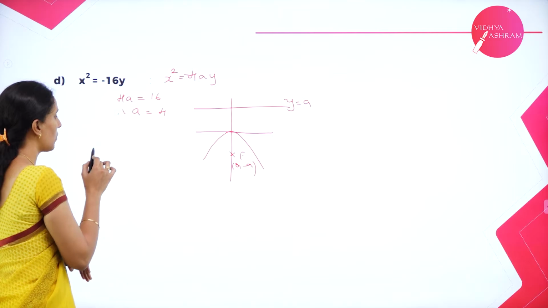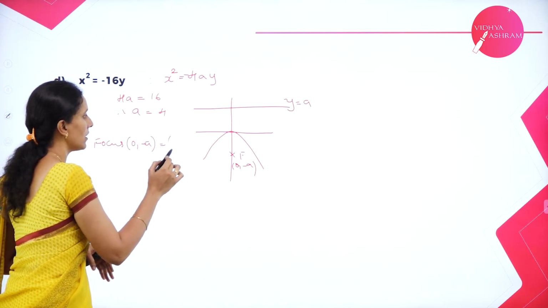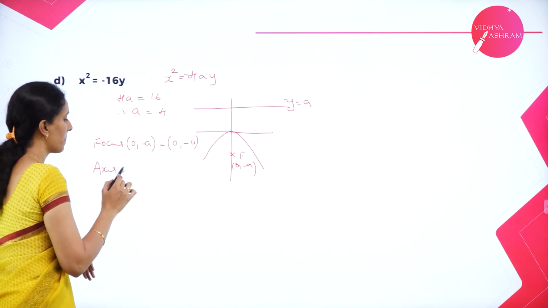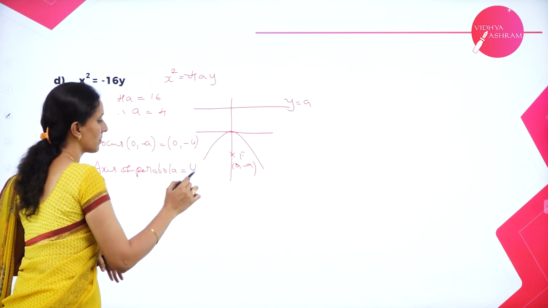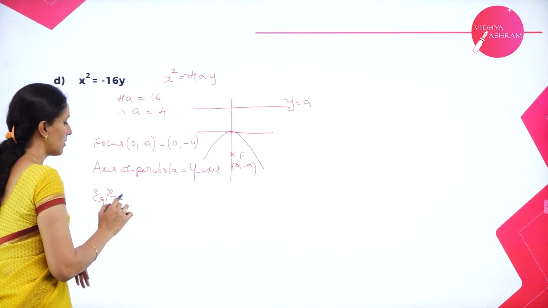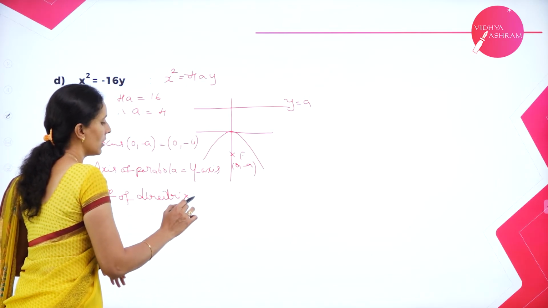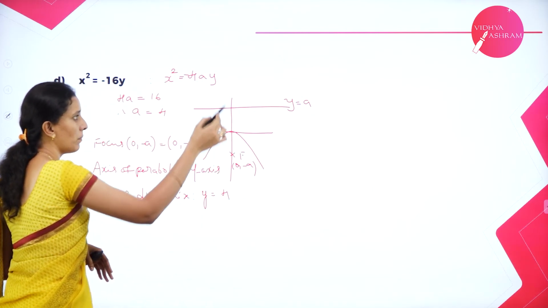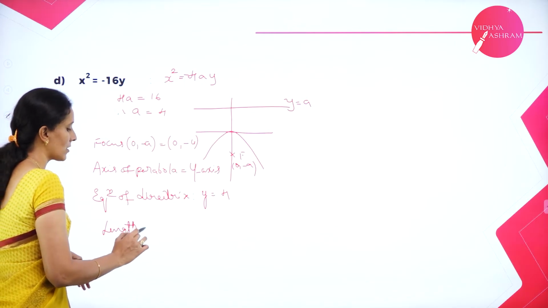So let us write the equation now. Focus is 0, minus a. So therefore it is 0, minus 4. What is the axis of parabola? Axis of parabola, here clearly it is y-axis. Next, equation of directrix. So the equation of directrix is written in the form of y is equal to 4 because it lies on the positive side of the axis.